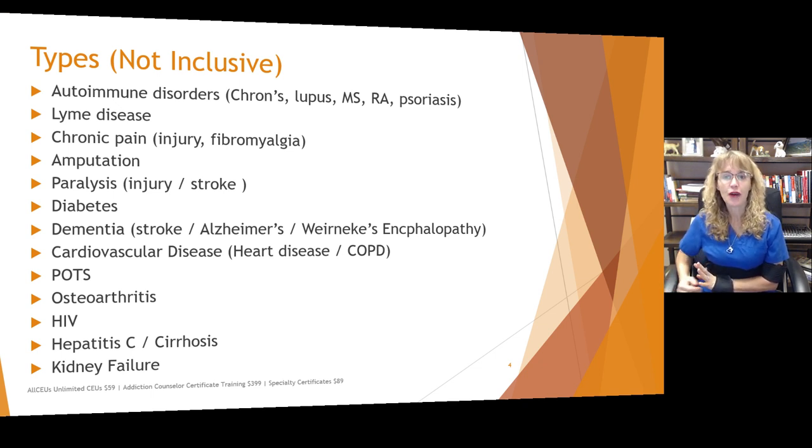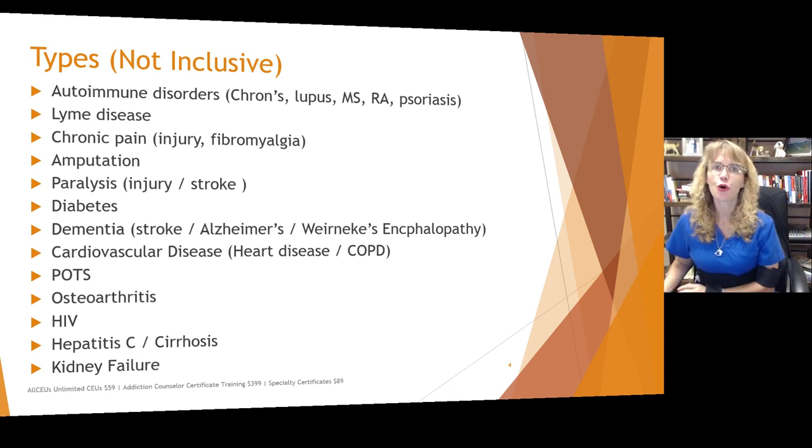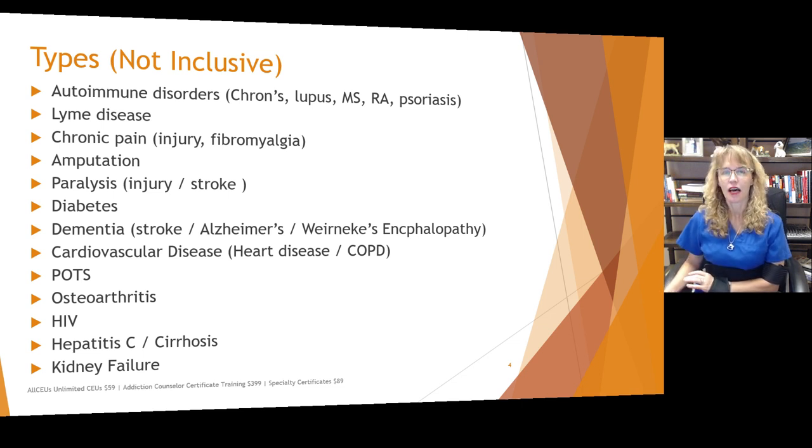Dementia. People who have a stroke, Alzheimer's disease, or Wernicke's encephalopathy may develop dementia. And a lot of people who develop dementia are aware of the fact that they're starting to forget things. People with Alzheimer's disease are often diagnosed before they get to the point where they are unaware, so they are anticipating the onset of dementia. And there is an anticipatory grief and anxiety that may go along with that.